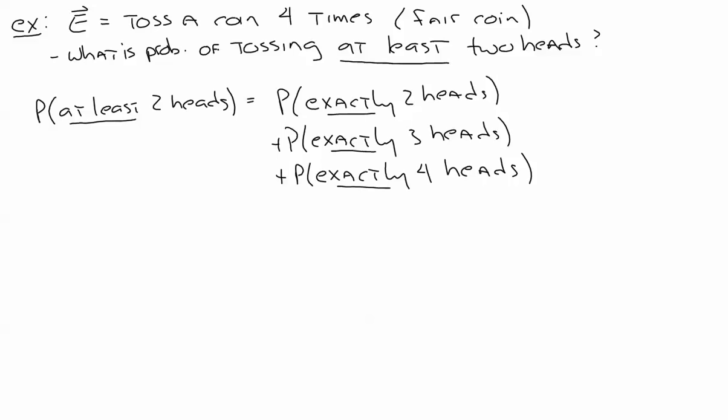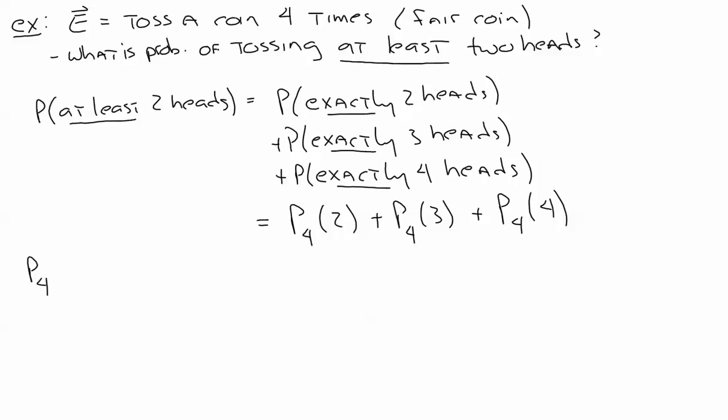We use our central relationship to calculate a slightly different result. So this will be the summation of the probability of tossing my coin 4 times and getting exactly 2 heads, plus the probability of tossing my coin 4 times and getting exactly 3 heads, plus the probability of tossing my coin 4 times and getting exactly 4 heads. All right.